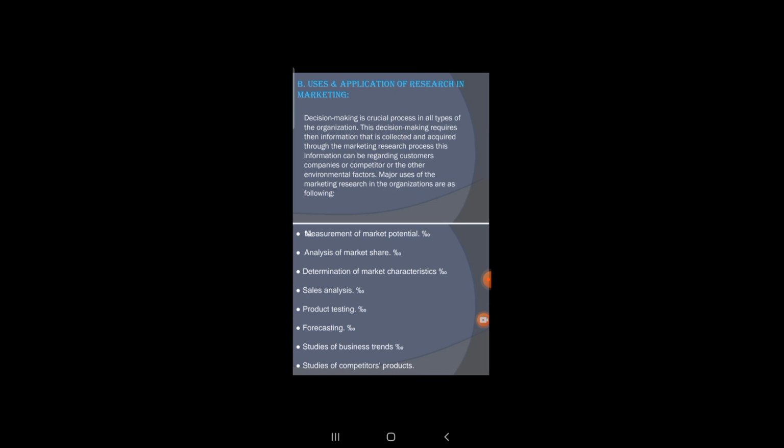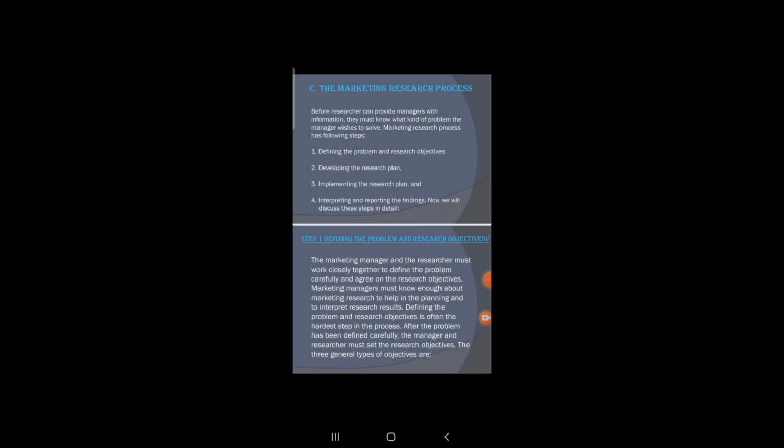Major uses of marketing research in organizations are as follows: measurement of market potential, analysis of market share, determination of market characteristics, sales analysis, product testing, forecasting, studies of business trends, studies of competitors' products.